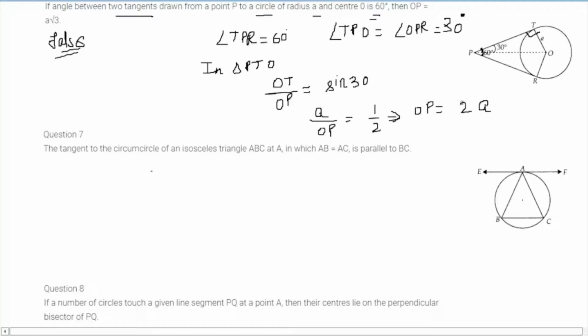Now in question number 7, it is given that the tangent to the circumcircle of an isosceles triangle ABC is parallel to BC. So ABC is an isosceles triangle with AB and AC as the two equal sides, and this triangle is inscribed in a circle. If we draw a tangent EF from point A, we have to prove that this tangent EF is parallel to BC.